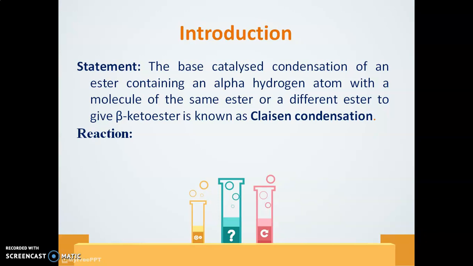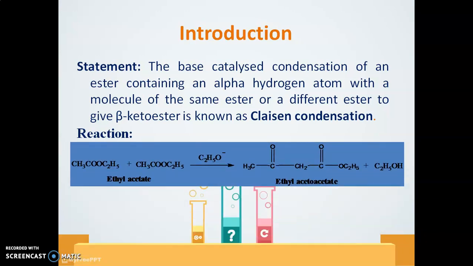It is a base catalyzed condensation of an ester containing alpha hydrogen atom with a molecule of same ester or different ester to give beta-ketoester, and it is known as Claisen condensation. So in Claisen condensation, the end product is beta-ketoester, whereas we start with an ester which contains alpha hydrogen atom. So let us see the reaction.